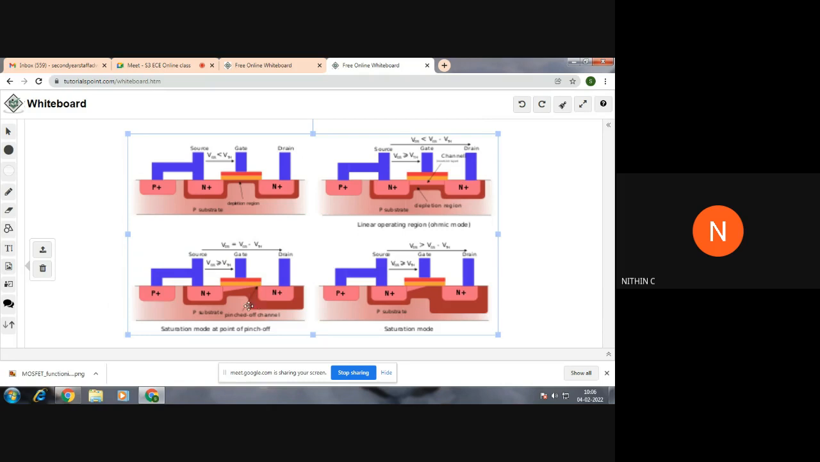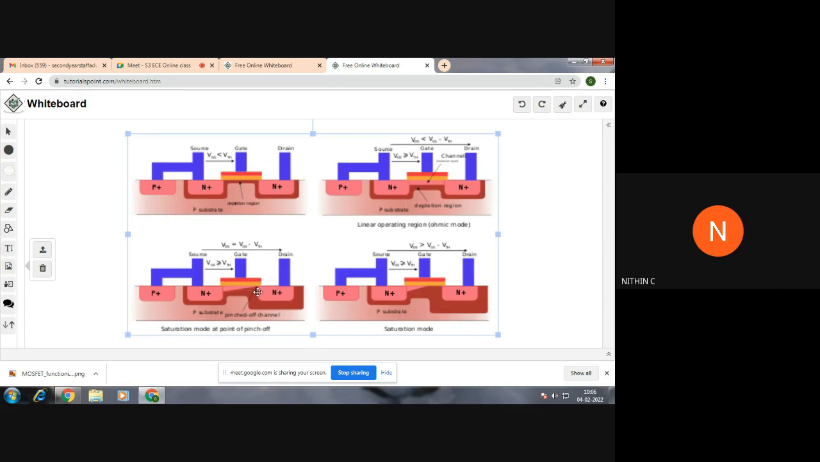Okay, so naturally you have a doubt: when the depletion region width is increased and the channel is almost blocked, the pinched-off channel state, you will think that there will not be any flow of electrons. But no, it is not like that.